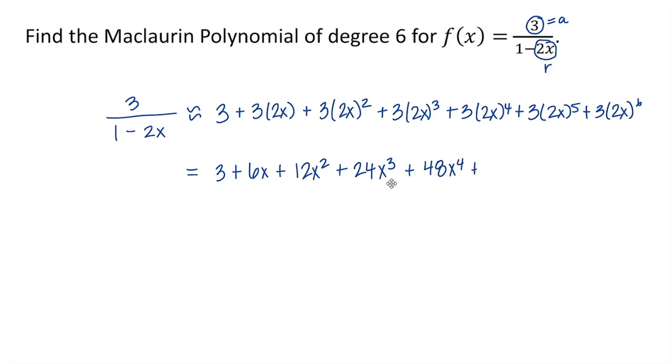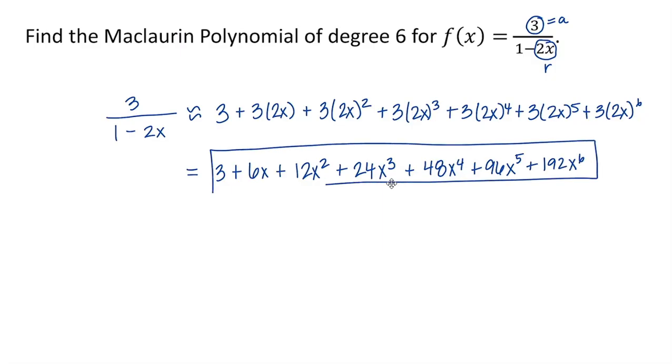x to the 4th. 2 to the 5th is 32 times 3, so 96 x to the 5th. And 2 to the 6th is 64. 64 times 3 is 192 x to the 6th. So this is the approximation, the polynomial of degree 6 for 3 over 1 minus 2x.